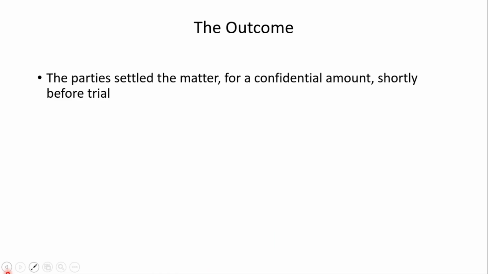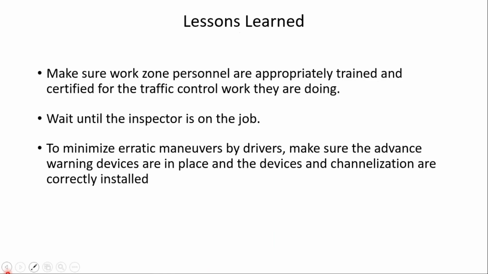So what can we learn from this? Well, for one thing, make sure the work zone personnel are appropriately trained and certified for the traffic control work they are doing. In this case, the state's manual specifically required that a traffic control supervisor do this work, and the foreman who was in charge of this crew was not certified as a traffic control supervisor.